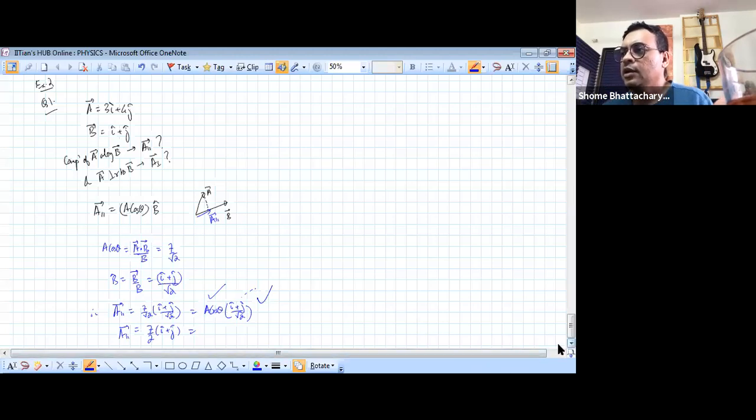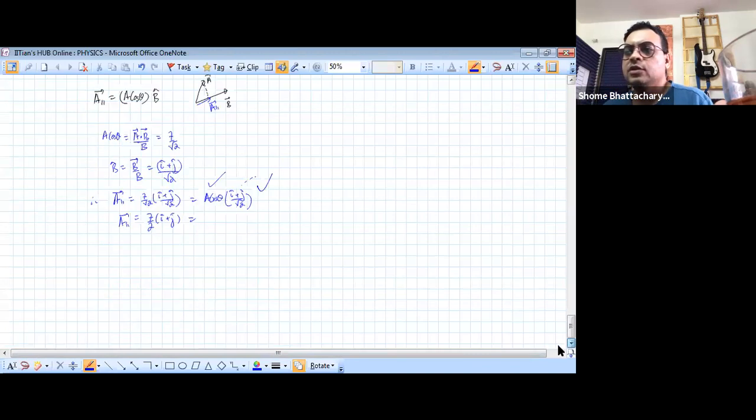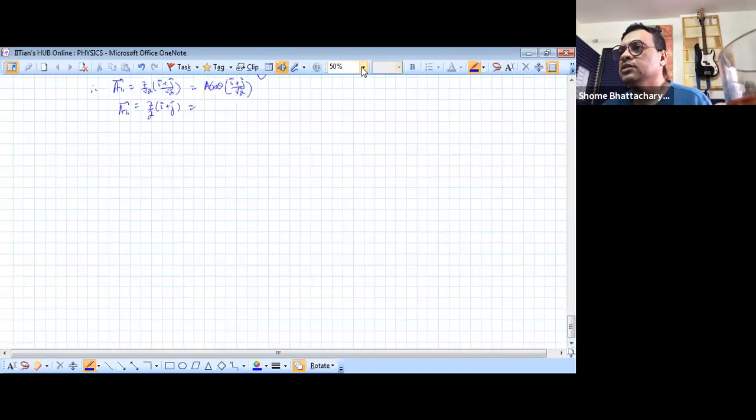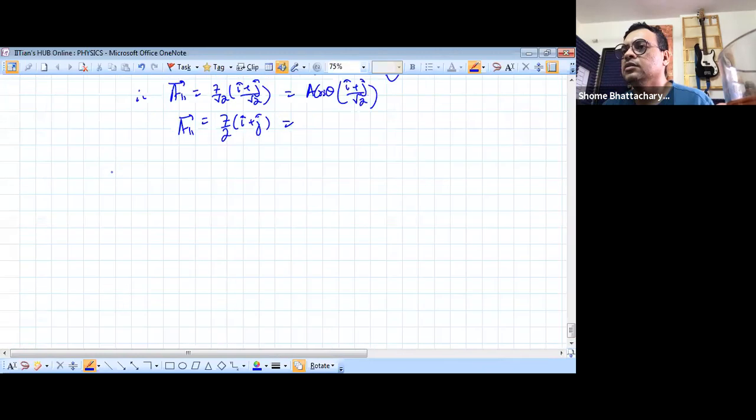Okay. Now let's come to the perpendicular component. A perpendicular will be A vector minus A parallel. A vector was 3 i cap plus 4 j cap, and A parallel we have just found above.